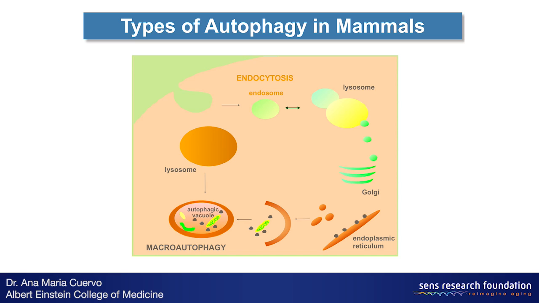In addition, the cells can also perform microautophagy, in which a region of the cytosol is captured through invaginations in the surface of the lysosomes. In this case, you don't require the formation of autophagosomes, just small vesicles that pinch off from the membrane of the lysosomes into the lumen and get rapidly degraded.